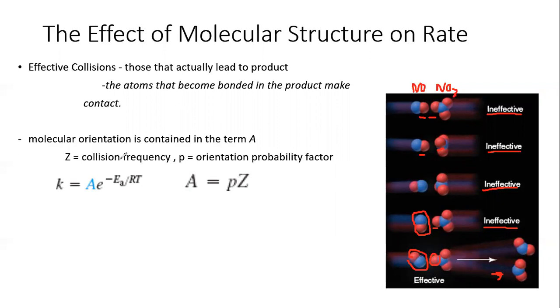And so the molecular orientation is built into that term A in the Arrhenius equation. And so A is made up of 2 components, which is P, the probability factor, and Z, the collision frequency. Now we're not going to do any calculations involving this form of Arrhenius equation. We're mainly going to be doing ones involving the one on the previous slide.